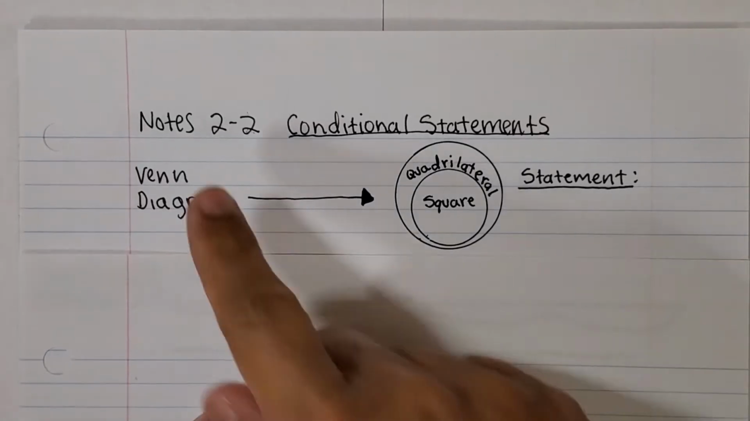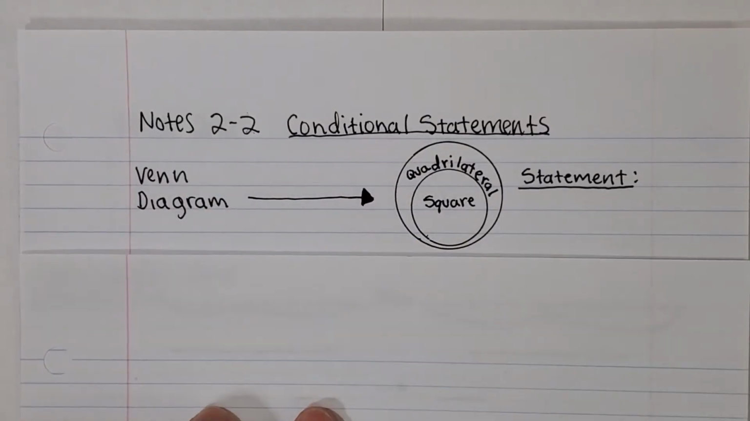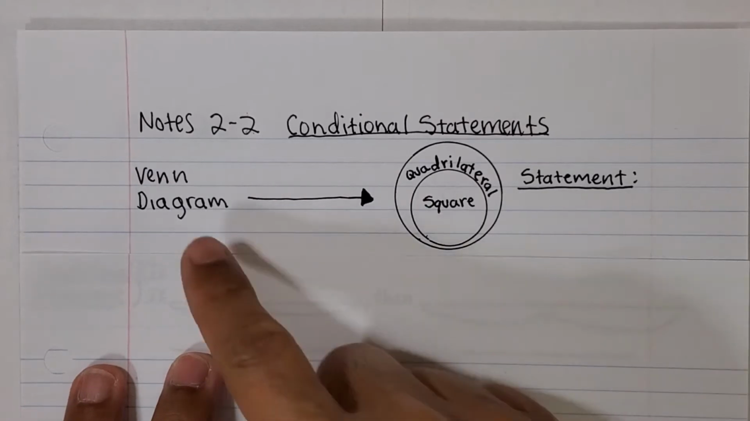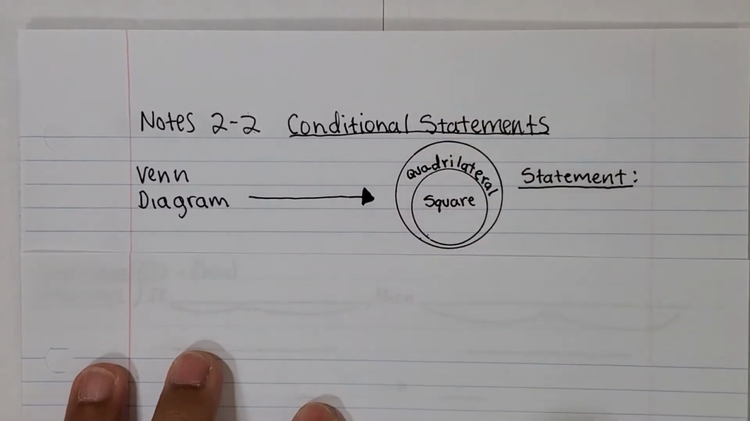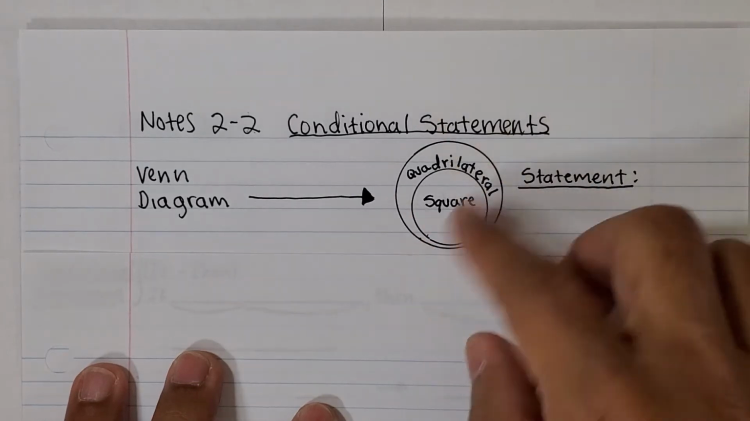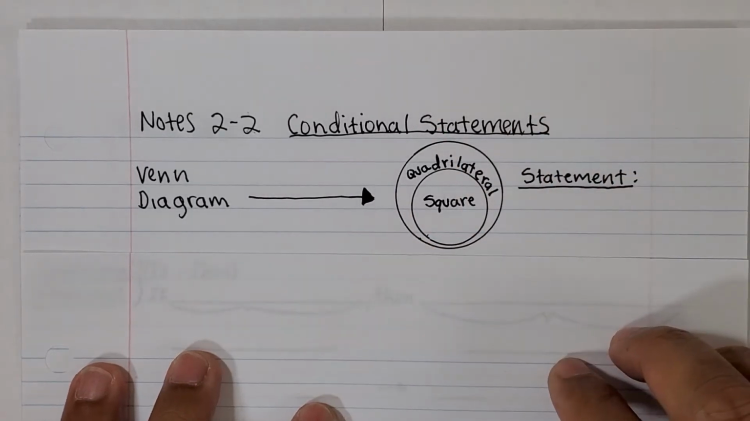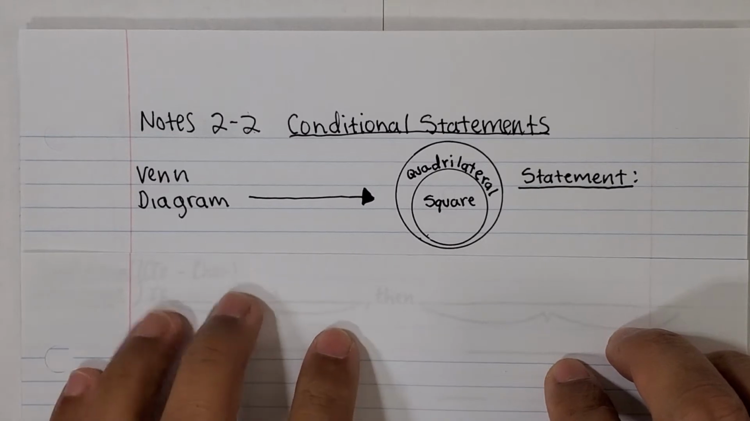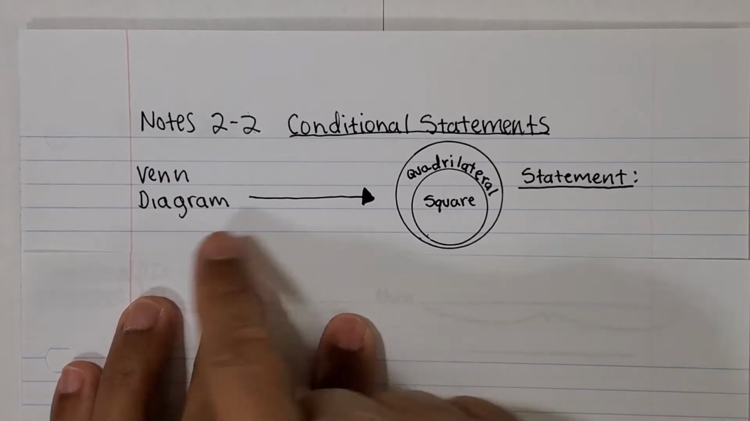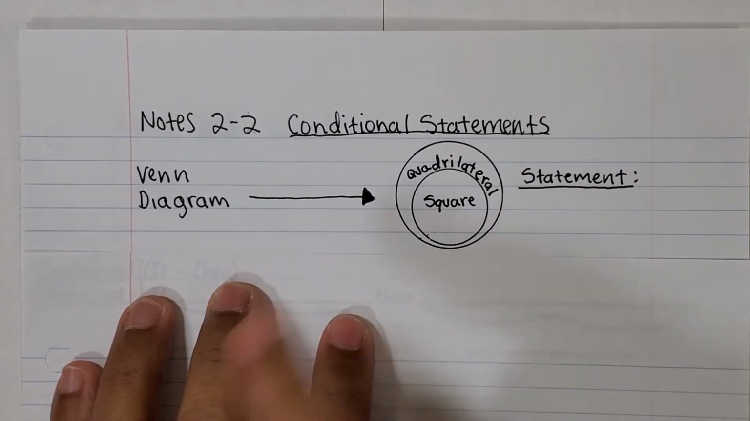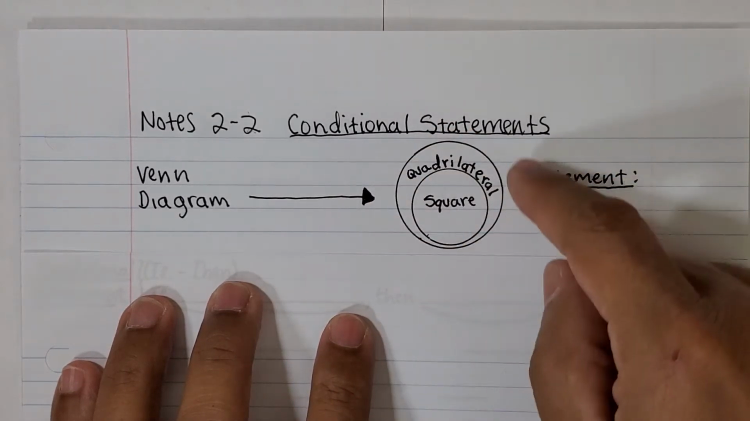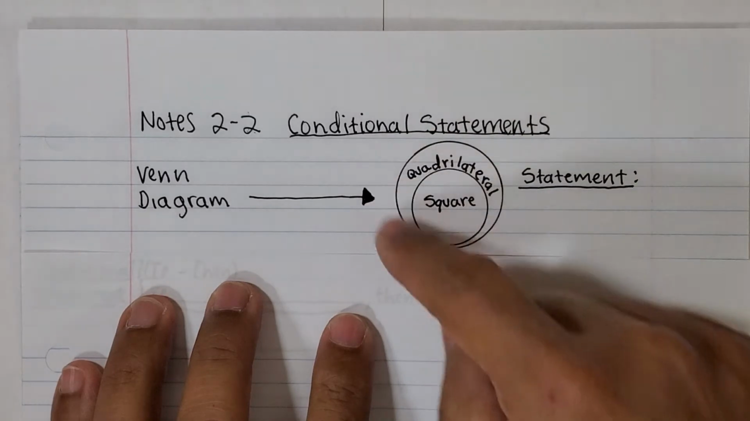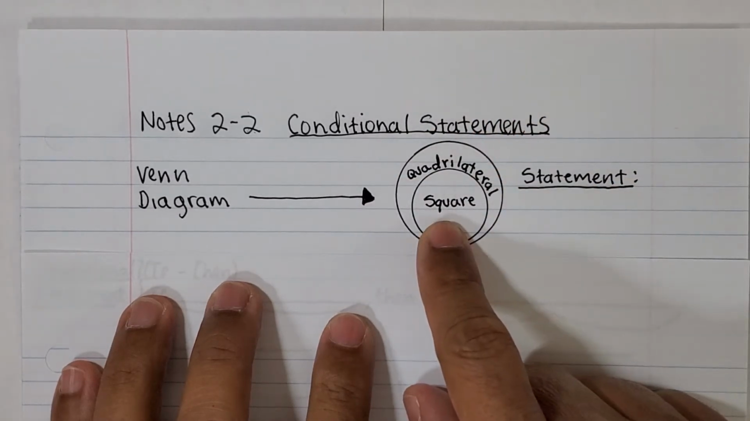So this is notes 2-2, conditional statements. Okay, so if you want to pause the video so you can copy this. Now, don't worry about getting perfect circles here. That's not the point. As long as you have something that you understand, it's fine. Okay, so real quick, this you've seen before. This is called a Venn diagram. Okay, and we see that inside of this Venn diagram we have the quadrilaterals, which is the big circle, and the squares, which is the small circle.